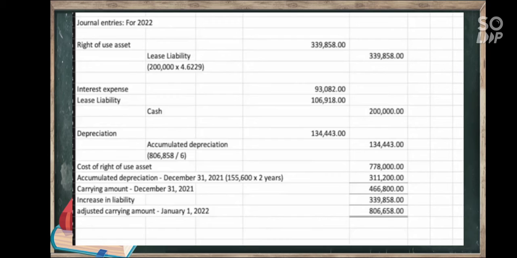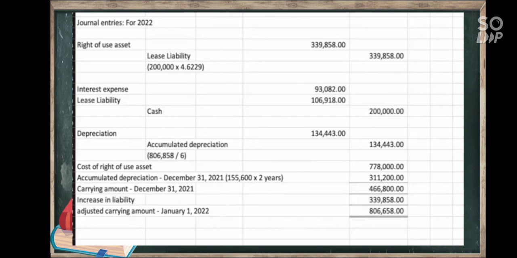Journal entries for 2022. Right of use asset, 339,858 debit, and then lease liability 339,858 credit. Interest expense 93,082, then lease liability 106,918 debit, and then cash 200,000 credit. Depreciation 134,443 debit, and then accumulated depreciation 134,443 credit.